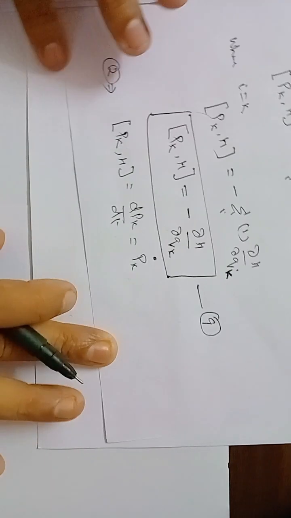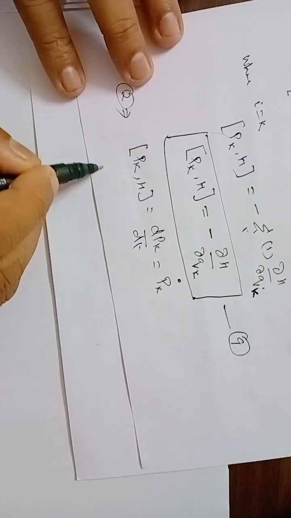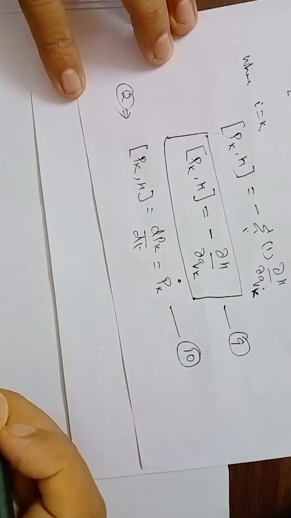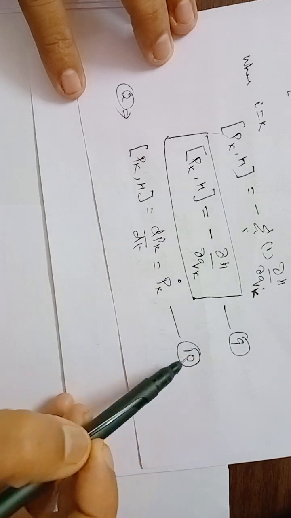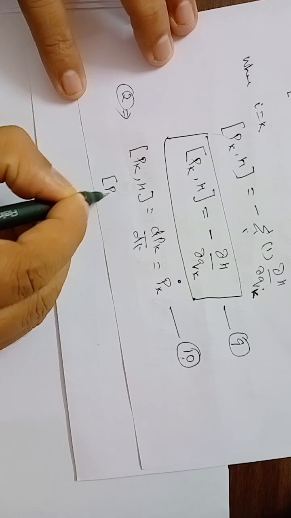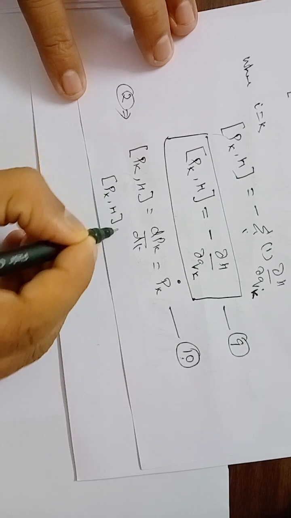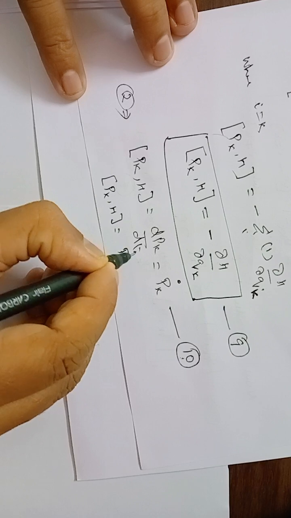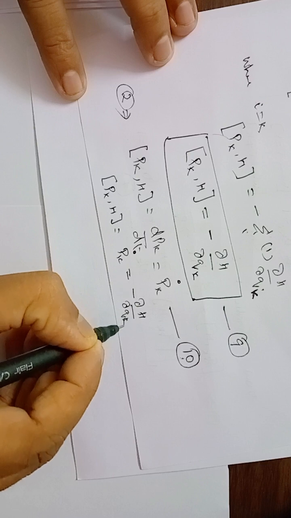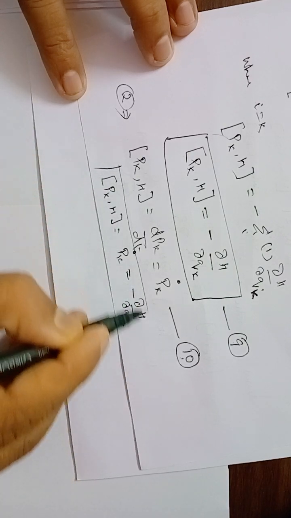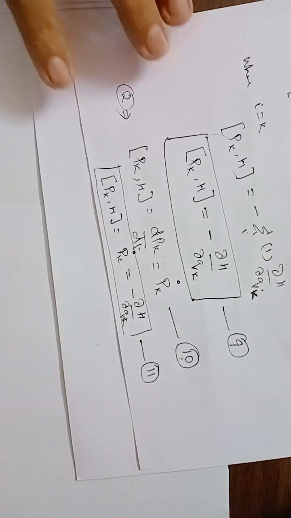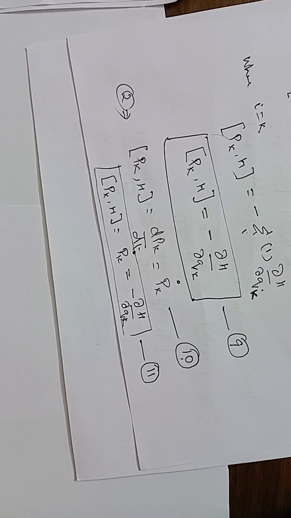Therefore, how may you write this equation? This is equation number 10. Now by comparing equations 9 and 10, how can we write this equation? Poisson bracket of pk comma h is equal to pk dot, that is equal to minus dou h by dou qk. This is another canonical transformation equation.